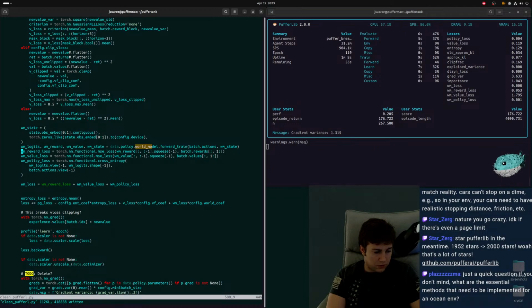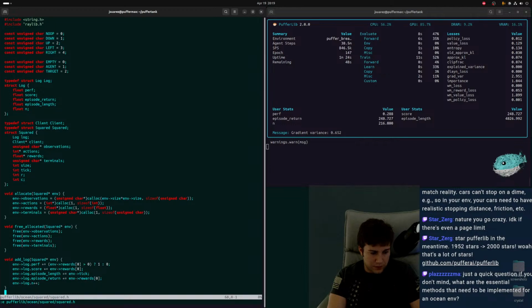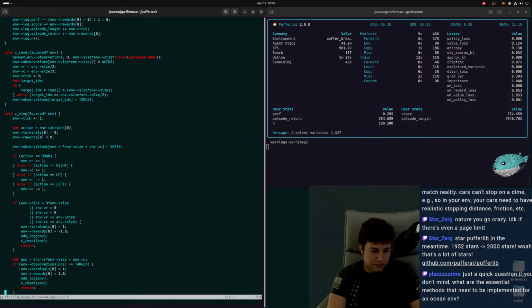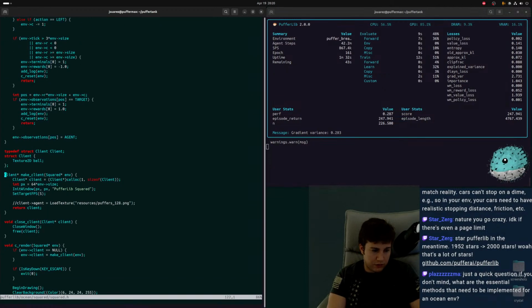Good question. What are the essential methods that need to be implemented for an ocean env? So we have squared as our default env. It needs a step method, needs a reset method, probably should have a render and a close.